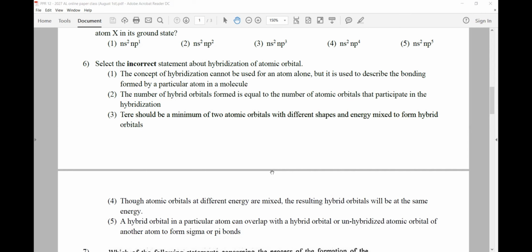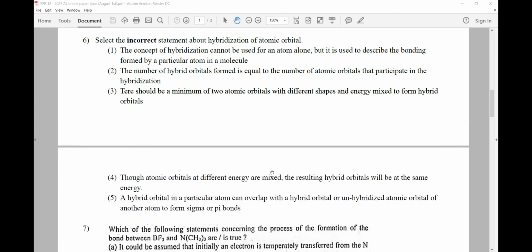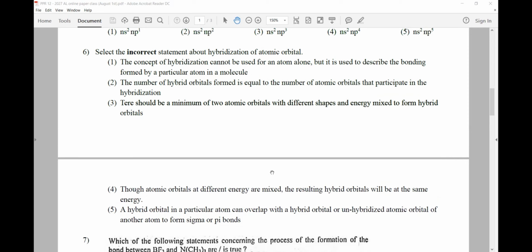It's asking for the incorrect one, so I'll tell you why the fifth one is incorrect. Look at that. It says a hybrid orbital in a particular atom can overlap with a hybrid orbital or unhybridized atomic orbital of another atom to form a sigma or pi bond. And this is the wrong part. It doesn't make a pi bond. Hybrid orbitals do not make pi bonds. They cannot make pi bonds. Understood now?